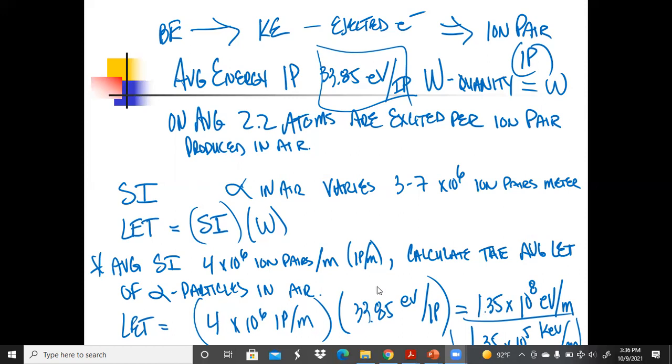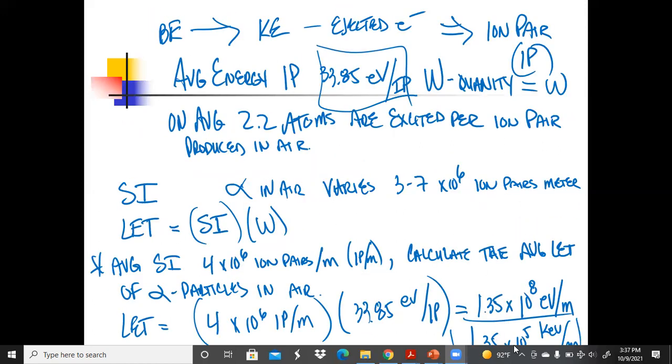So if we're looking at the energy transfer here, we're going to end up taking what looks to be this quantity. I thought immediately here that it was the number of pairs produced, but it looks like it's going to be the average energy here. So we've got the specific ionization plugged in, and we've got the average energy. Basically, we know how much energy each ion pair carries, and we know how many ion pairs are produced. So we can cancel the units of the ion pairs, and we're left with eV over meter.